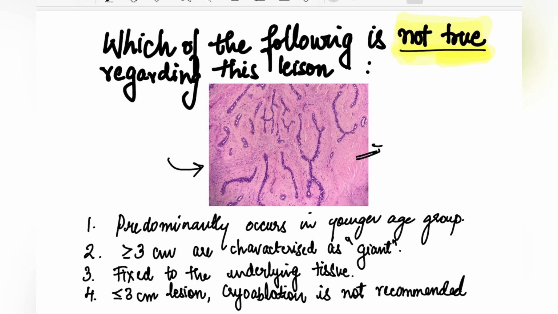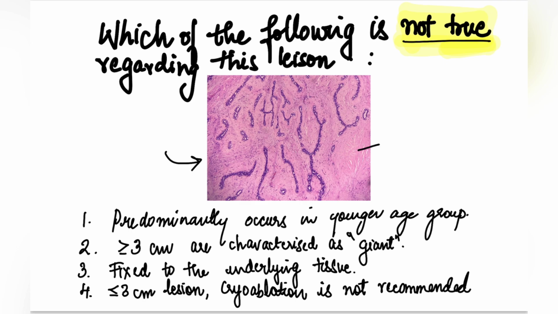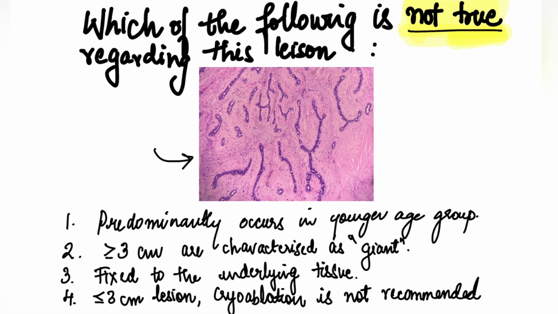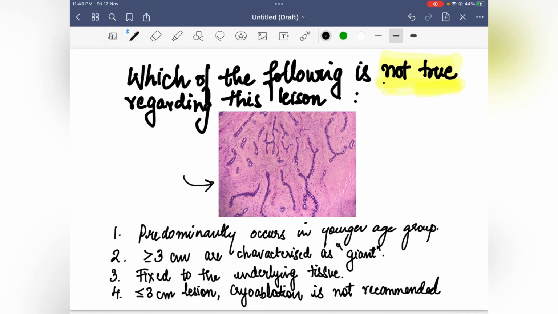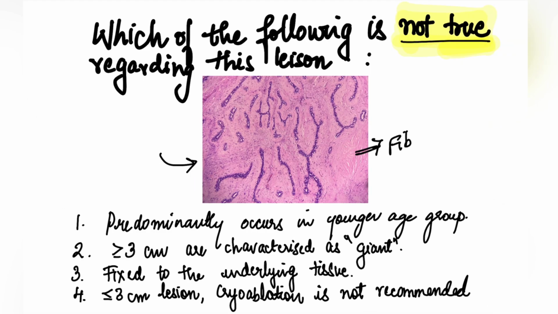Let's go back and try to answer this question now. Which of the following is not true regarding this lesion? So first we have to remember "not true". Then we have to remember that this is a fibroadenoma and everything that we studied is right here. So predominantly occurs in younger age group. Yes. Greater than 3 centimeter are characterized as giant. Yes.